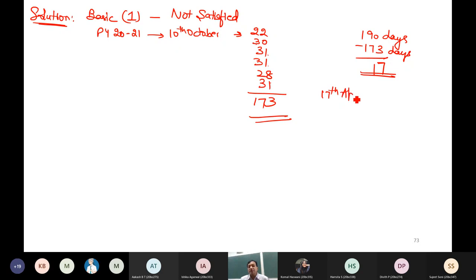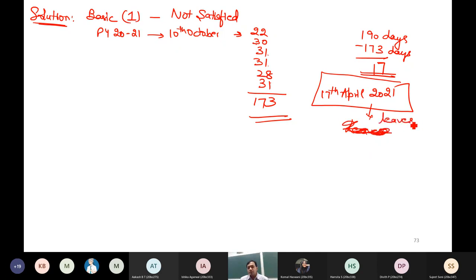Such questions can come in your personal tax planning. 17th April 2021, I left India. This person leaves India. That is not relevant in my case, but you must know how you compute such things. So I can say that basic condition number 1 is not satisfied. Why? Because my presence was only for 173 days and not for 182 days as required.